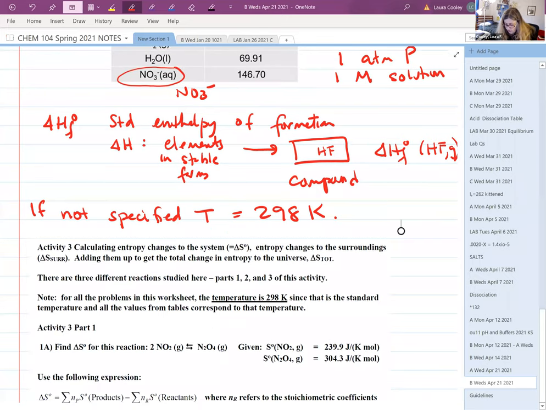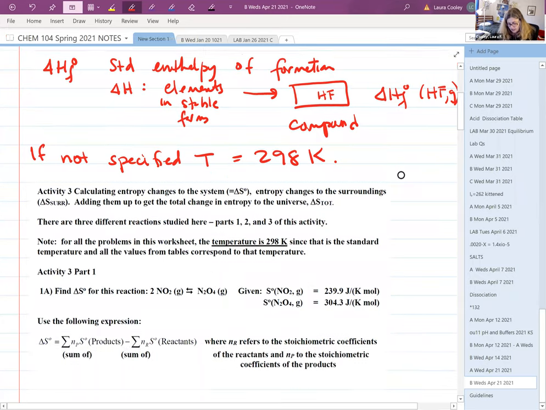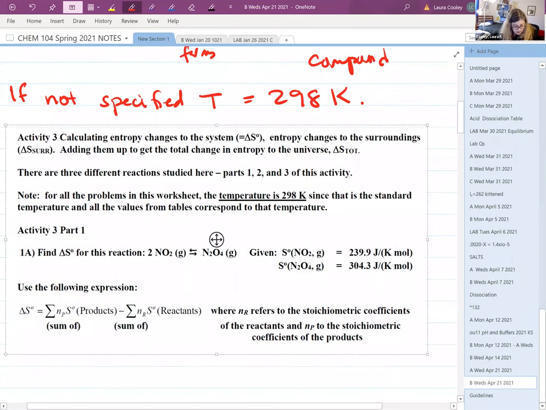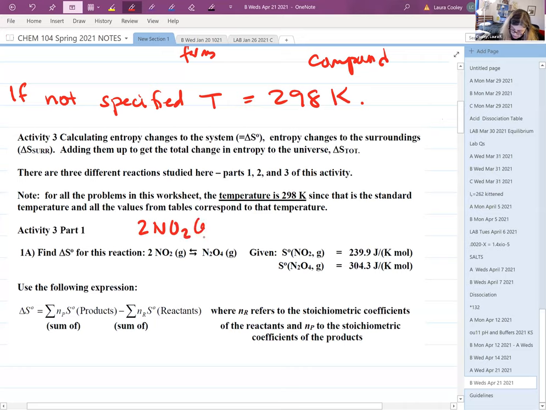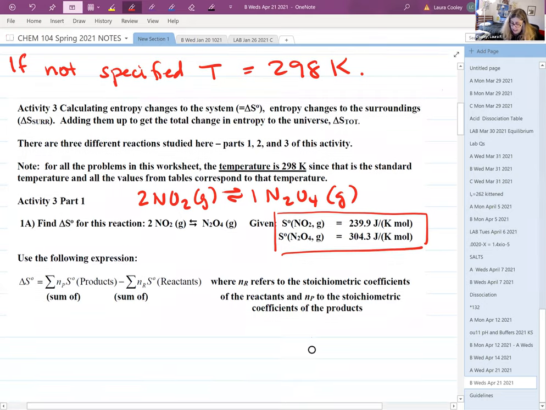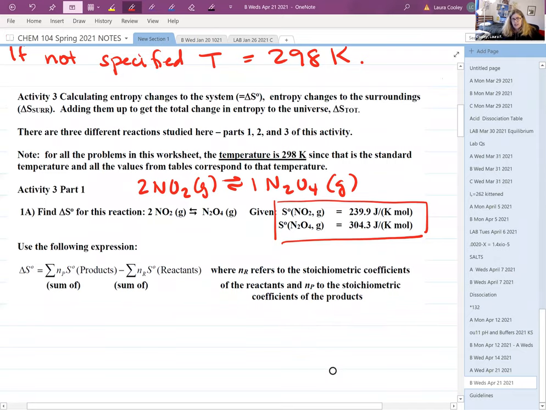Okay, so remember I told you that it's actually easier to solve problems than to learn all this theory. So I would really like to get into some examples. And so what I'm going to do is talk about this reaction. This is 2NO2 going to 1N2O4. And what I have here are these standard entropies. These are values that you would get from a table. And I want to calculate the delta S for this reaction. And then I want to see if that sign makes sense.